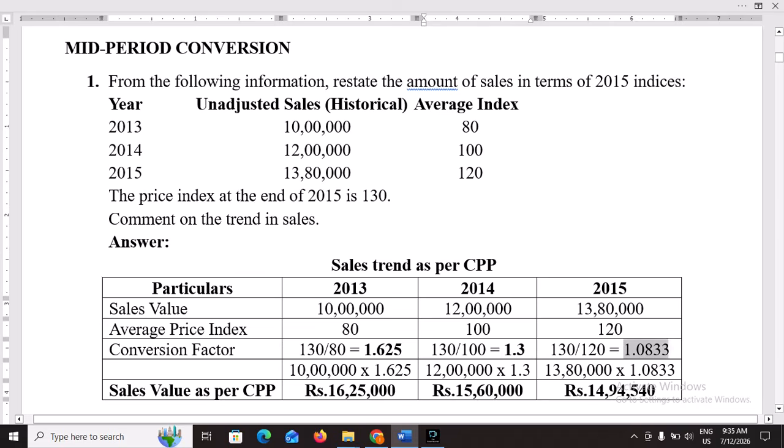Now 10 lakh into 1.625 is 16 lakh 25,000. 12 lakh into 1.3 is 15 lakh 60,000. 13 lakh 80,000 into 1.0833, you will get rupees 14 lakh 94,540. This is the sales value as per CPP. This is a simple problem for 5 marks. Easy, right?